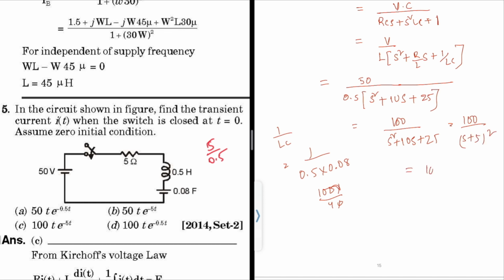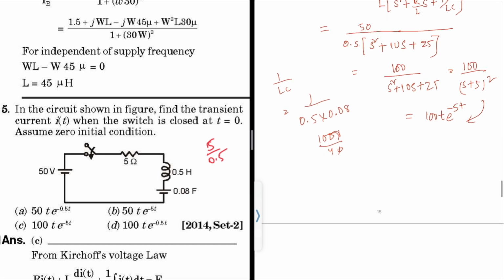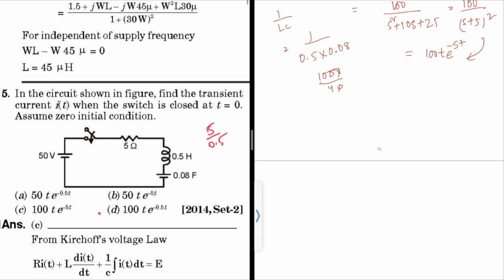So I can write 100 t e power minus 5t. This is the time domain representation of the above Laplace equation. So the answer will be this expression in t.